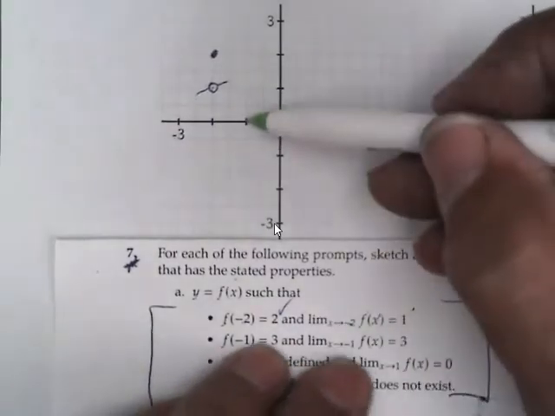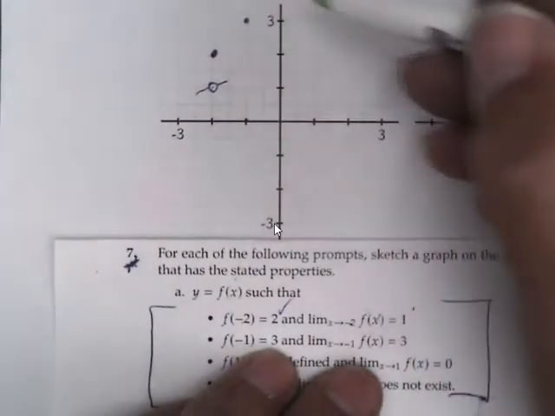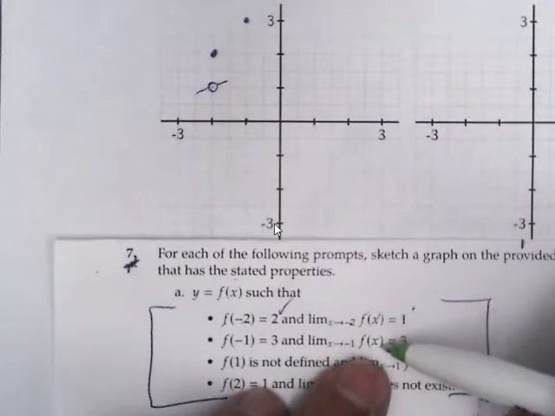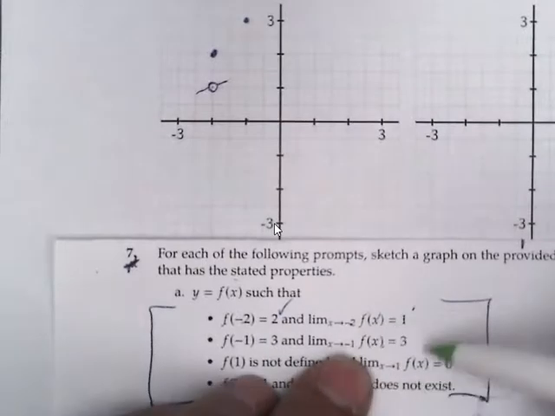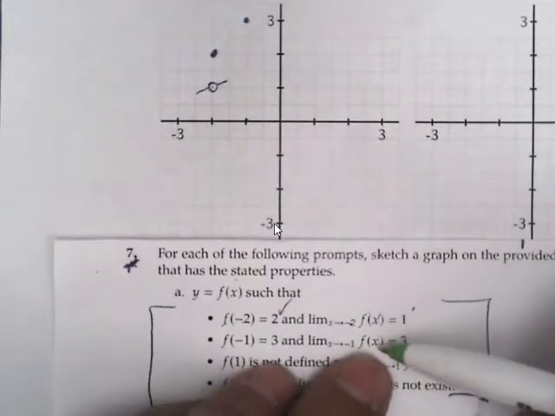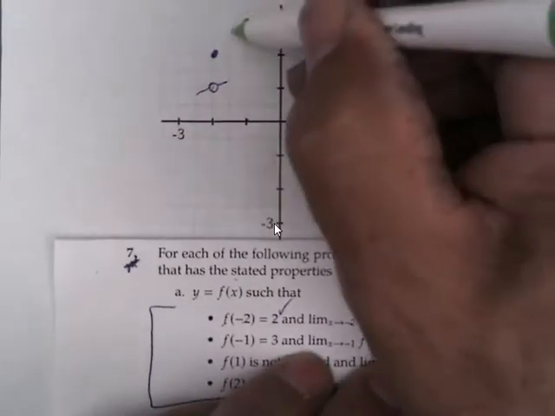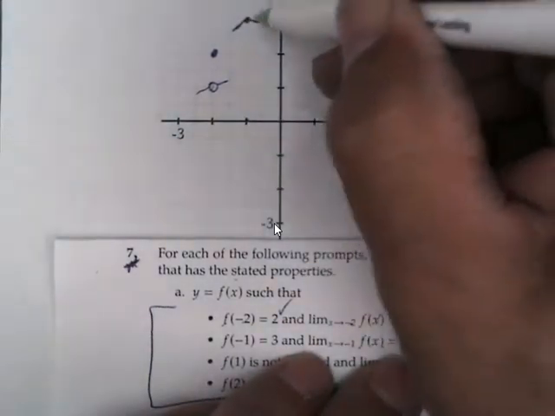At minus 1, it has a height of 3. And the height, as we get close to minus 1, is also 3. The height approaches 3. So from the left and right, it approaches a height of 3. So that works for just going towards it.